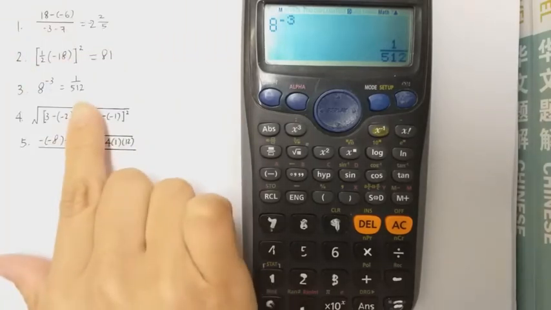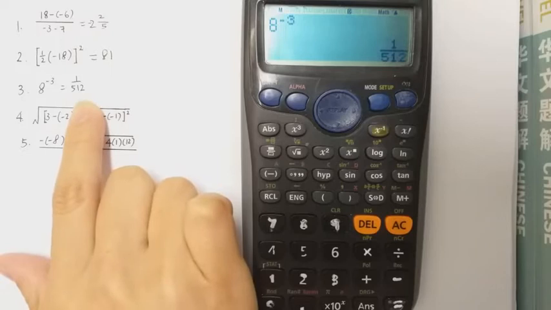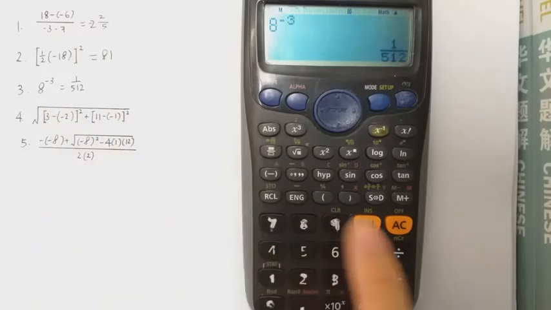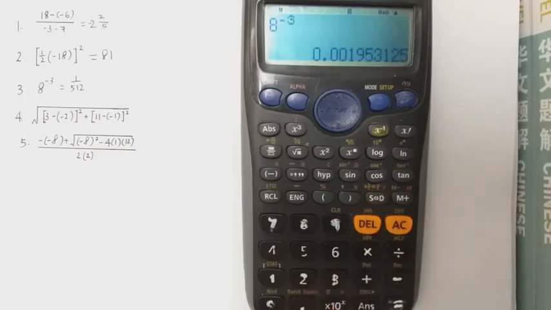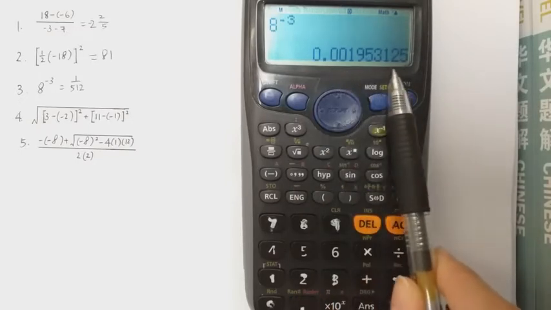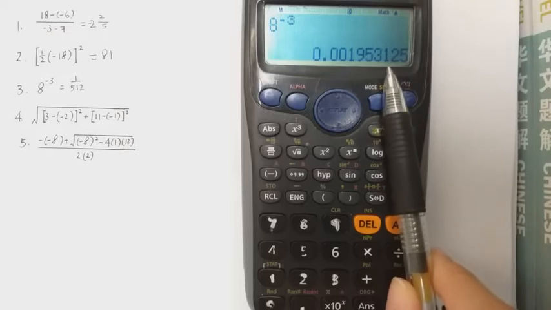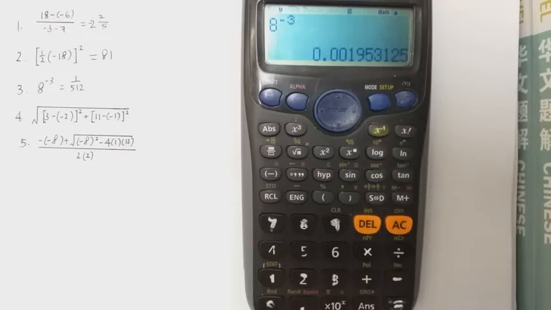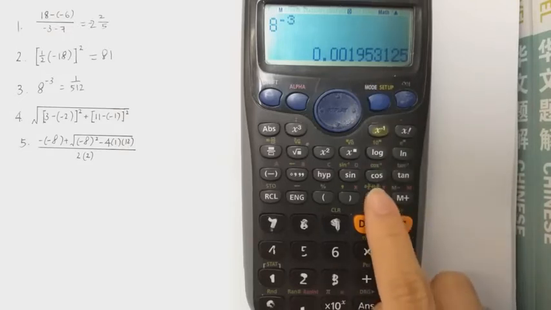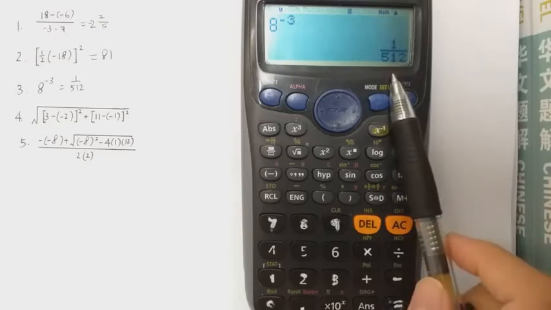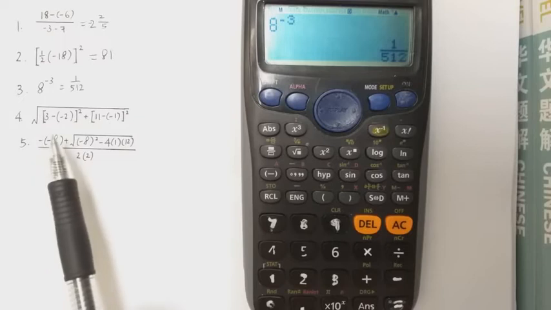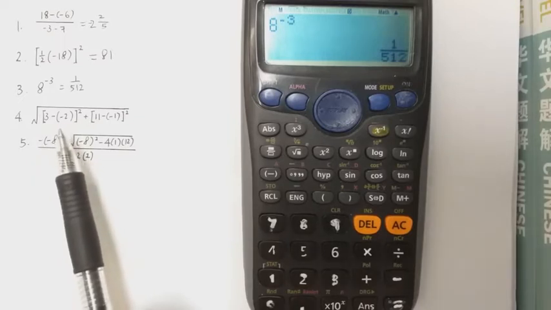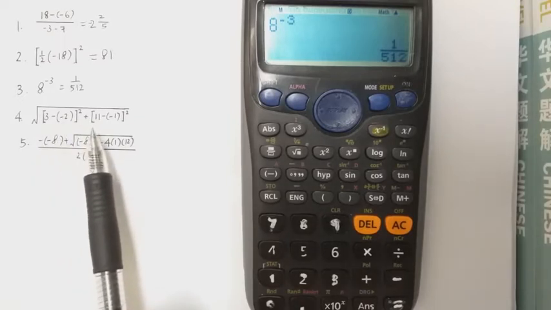If you want to leave your answer in terms of decimals, we can always click this S to D button, click, and we will have decimals appearing here instead of our fraction. And if you want to change it back to fraction, no problem, just click it again, 1 over 512, which is our result here.